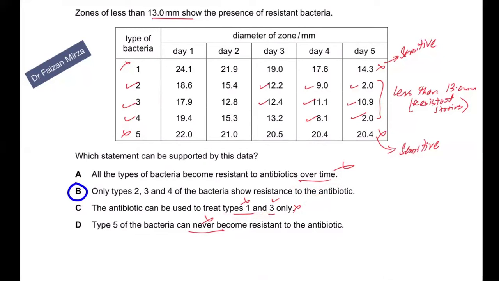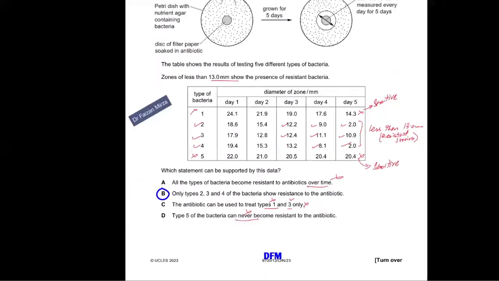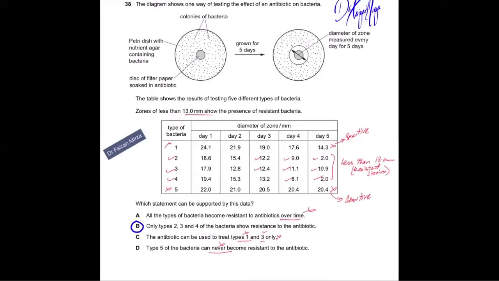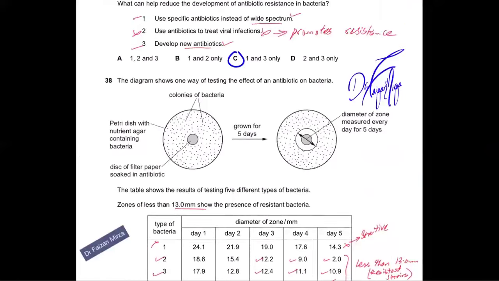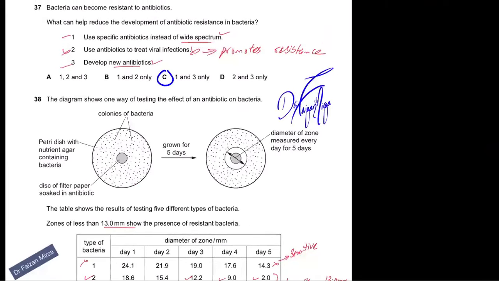Type 5 of bacteria can never become resistant to antibiotic. Now, how is that even possible? There's no such thing in the data. Every bacteria can become resistant. It's just how they can exchange their plasmids and they become resistant.